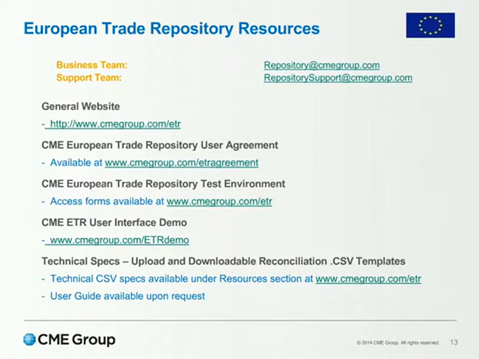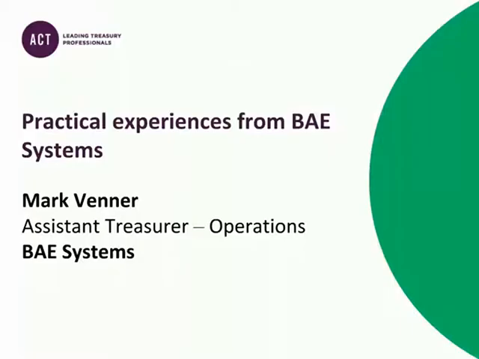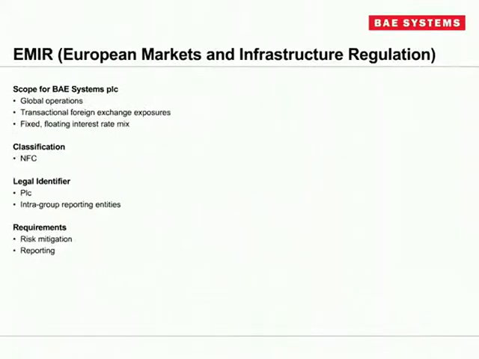Thanks, Danny. I'll run through how we at BAE Systems are prepared for the EMIR regulations. We're a global business with key operations in the US, UK, Saudi Arabia, Australia, Sweden and South Africa, with significant throughput of foreign exchange which runs into the tens of billions of pounds annually. We hedge transactional FX exposures in a mixture of currencies which arise from either pricing export contracts in a foreign currency or as a result of foreign currency costs in the supply chain.